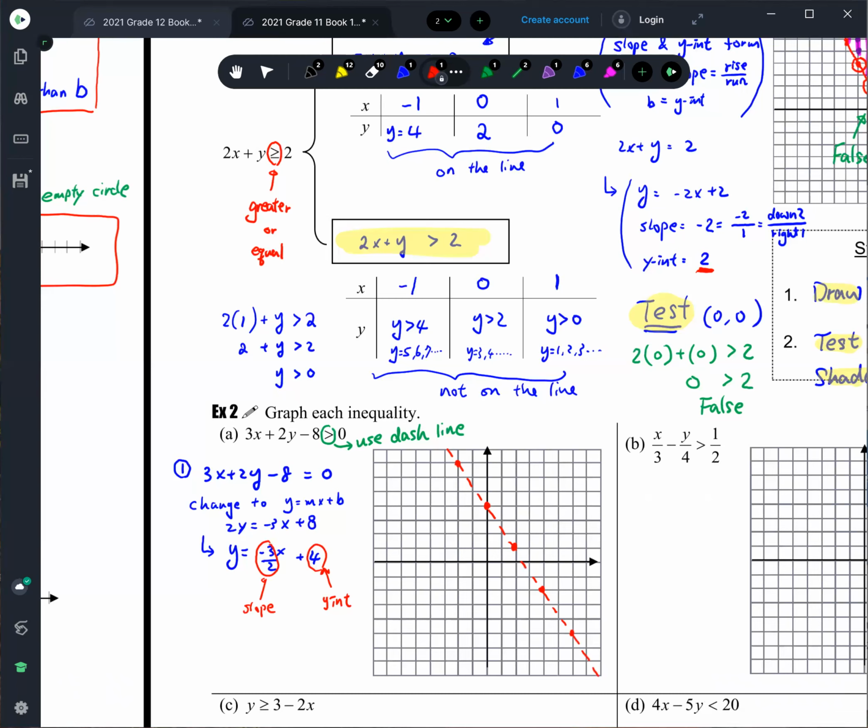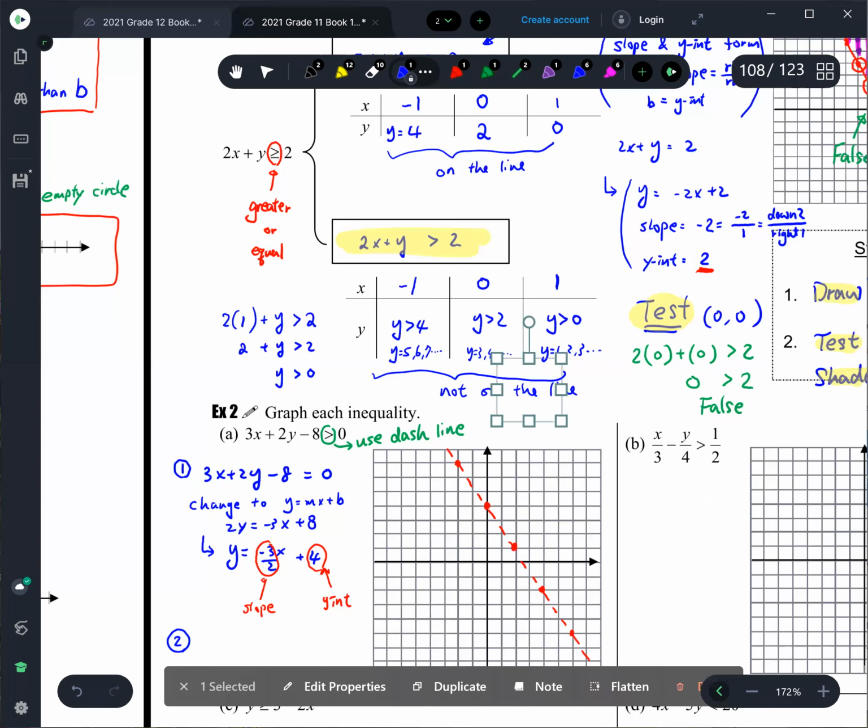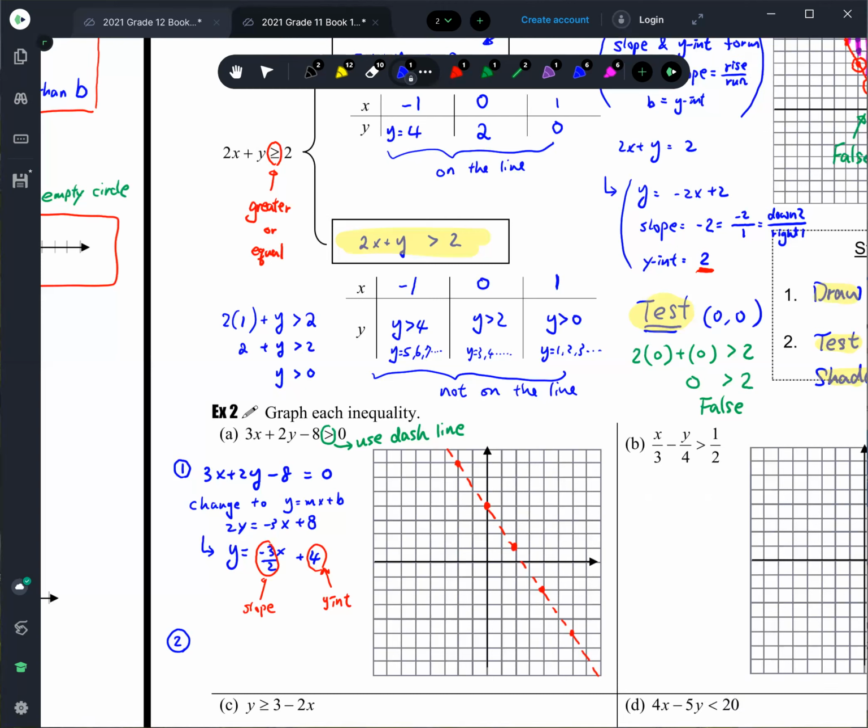So you do not need table values, right? Just use slope and y-intercept. Are you done drawing the line? Please raise your hand. Okay, Wilson and Tony, are you finished drawing the line? Yes. Please raise your hand. Okay, step 2.